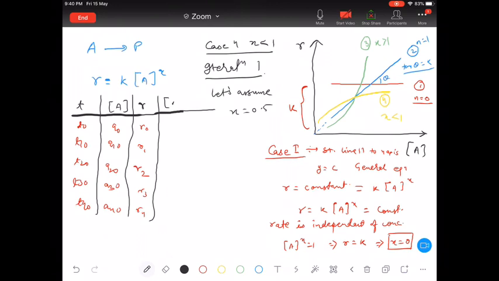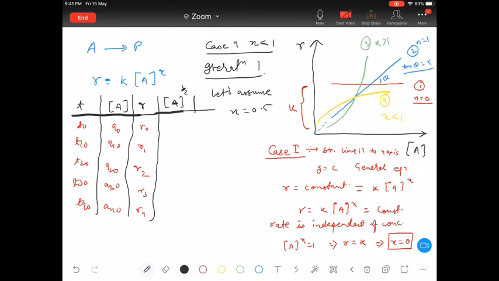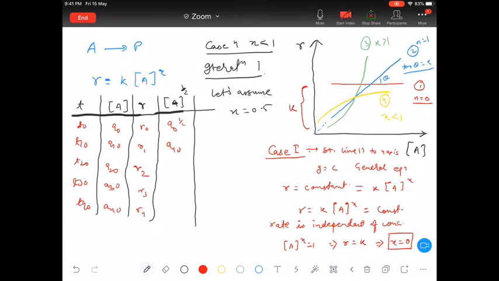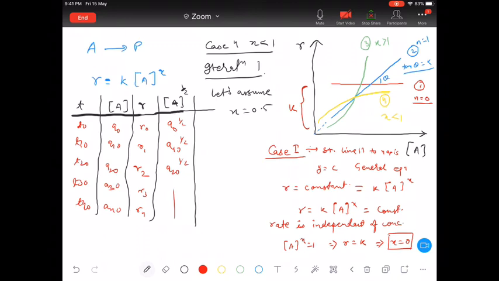I'll just extend this table, and here I'll make another column, a to the power 1 by 2. Let's say a0 to the power 1 by 2, a10 to the power 1 by 2, a20 raised to power 1 by 2, a30, like that. I'll complete this table. Any confusion, any doubt? Is that clear?